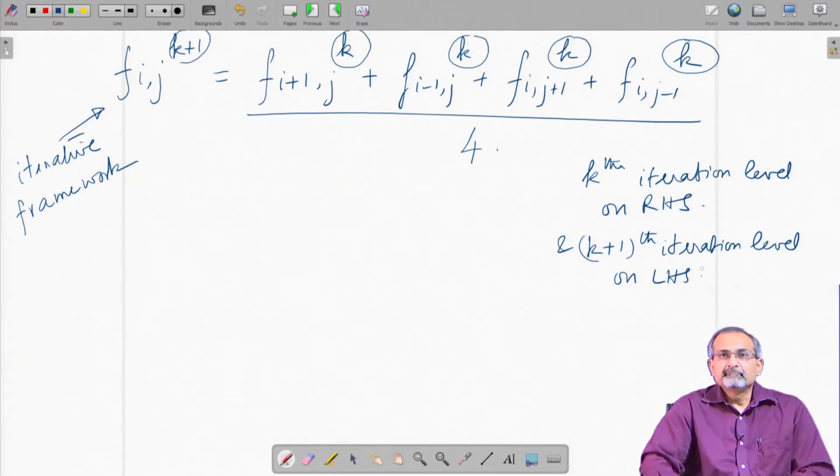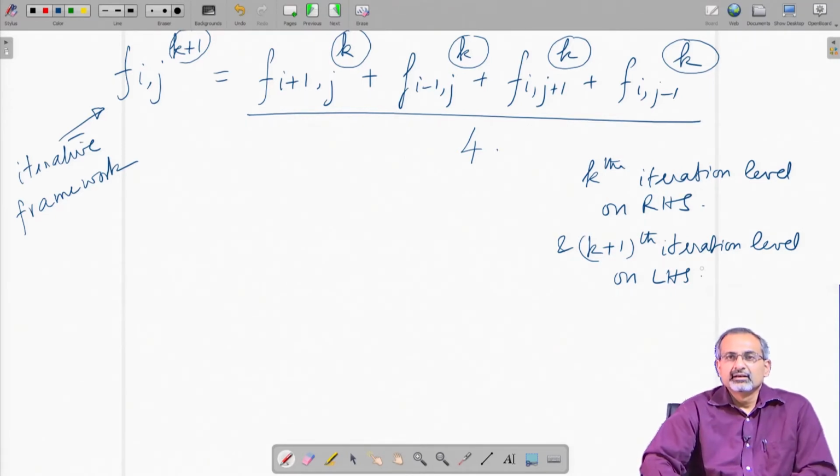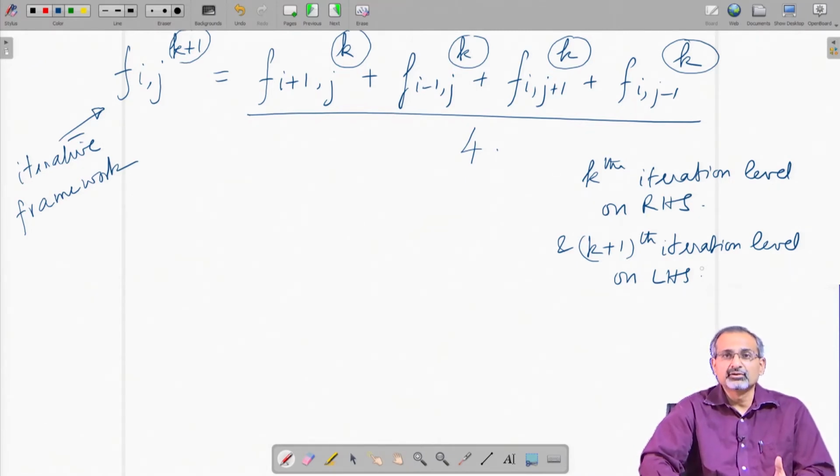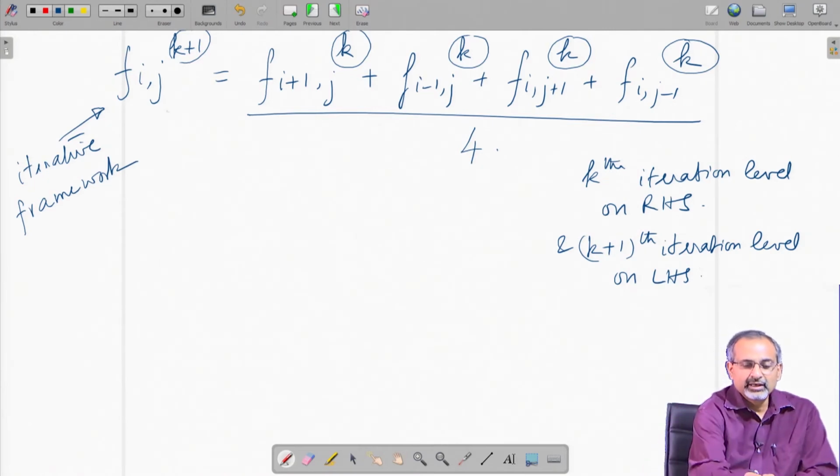Now, what does this mean? It means that if you have the functional values available at the neighboring grid points, you can update your value based on their values, and therefore, the latest available values which you use on the right hand side from the neighbors is at a certain iteration level which you are calling as kth, and because they are going to be used to update your value to the next iteration level, therefore, you are going to move to the next iteration level which is k plus 1th iteration level.